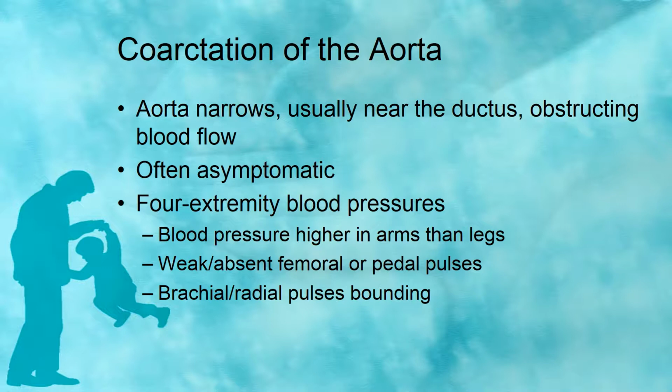For diagnosis, four extremity blood pressures can be helpful. You're looking for blood pressure that's higher in the arms than in the legs, weak or absent femoral or pedal pulses, and then you combine that with brachial and radial pulses that are bounding.